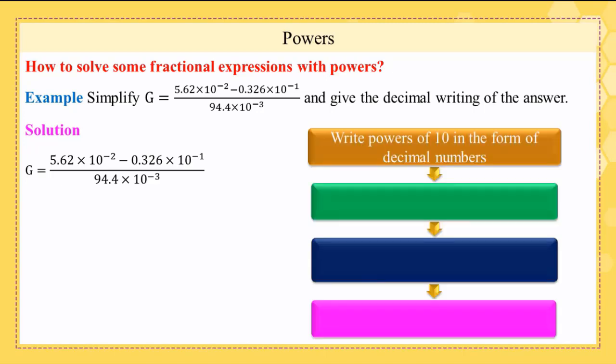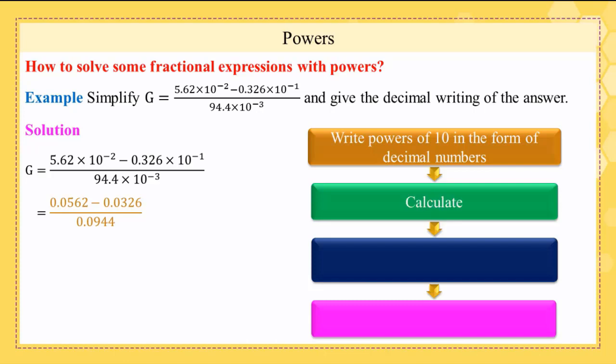Then we write 5.62 times 10 power minus 2 as 0.0562, 0.326 times 10 power minus 1 as 0.0326, also 94.4 times 10 power minus 3 as 0.0944. So we get g equal 0.0562 minus 0.0326 all over 0.0944.